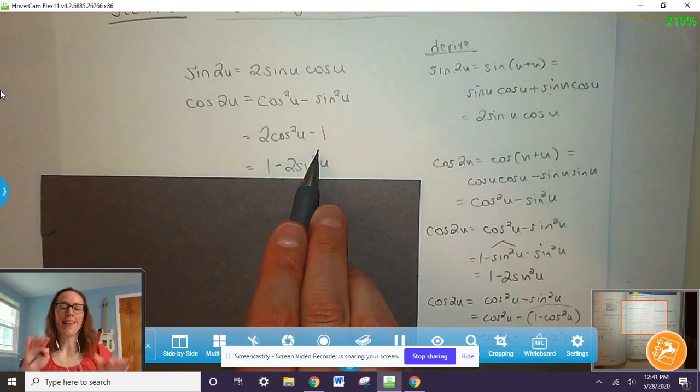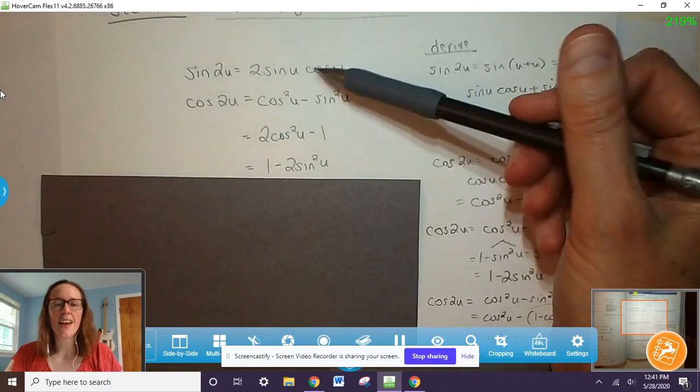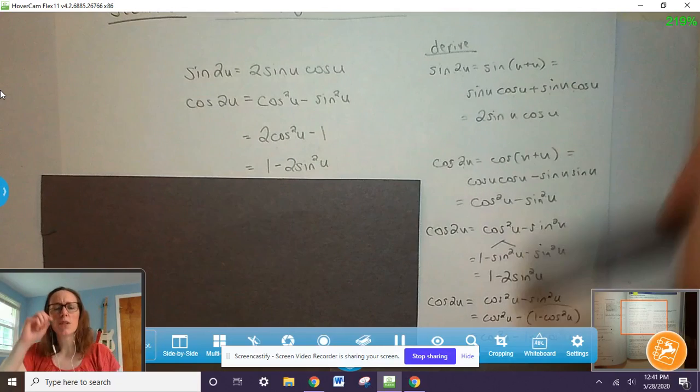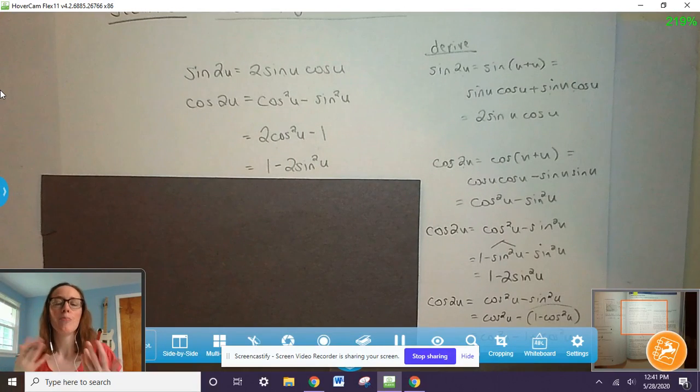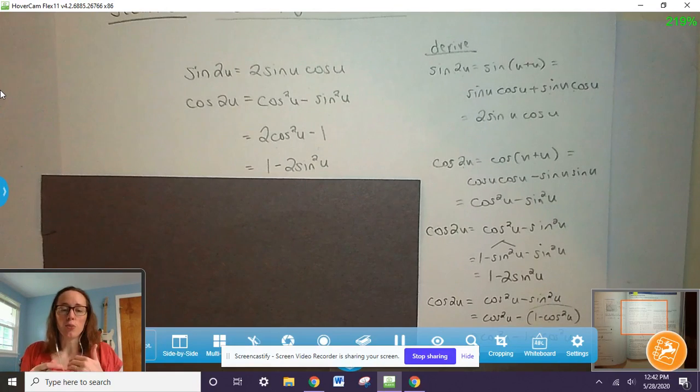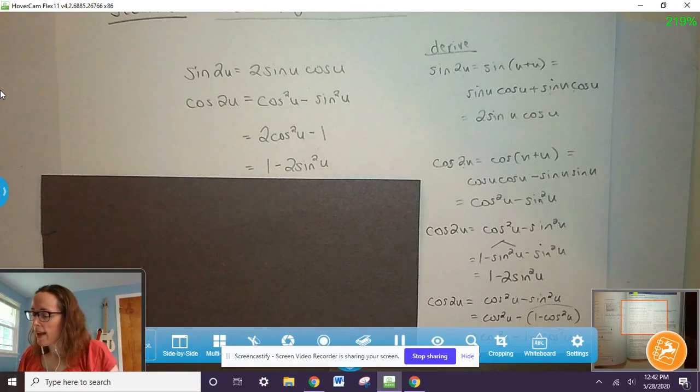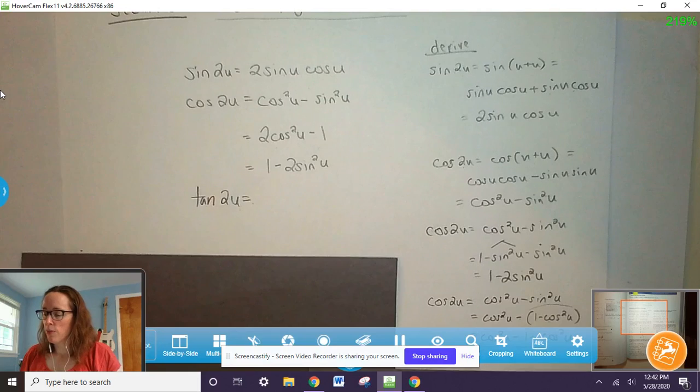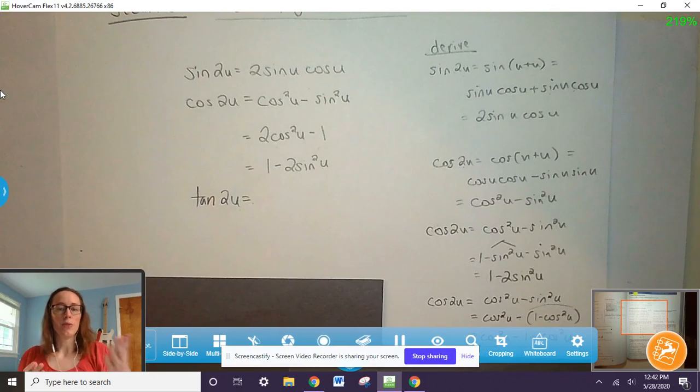So never in my life have I memorized these formulas. If I need them, I derive them. Sometimes I write that down, sometimes I do it in my head, but I can figure them out without doing any work. Now you can go ahead and take a look at the worksheet if you did print it. And I didn't give you the formula for tan 2u because I would like you to try to derive it right now. So go ahead and try that.